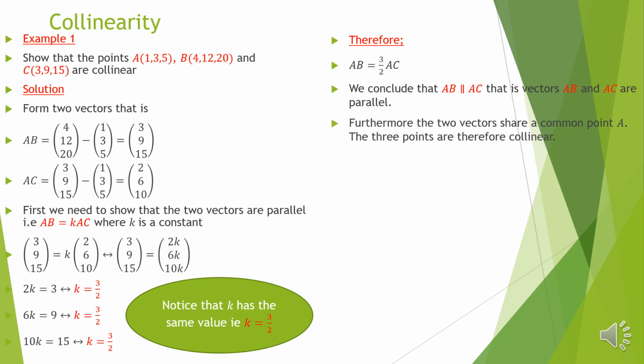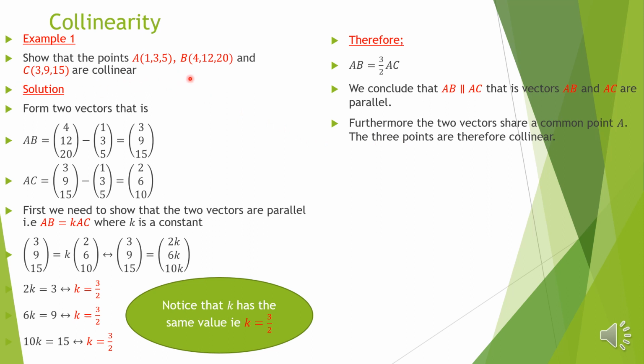Once we show that AB and AC are parallel, then we need also to show that they share a common point. By looking at the vectors up here, you can see that vector AB and vector AC share a common point A. And since they share a common point A, then we can therefore conclude that the 3 points, that is A, B, and C are collinear.